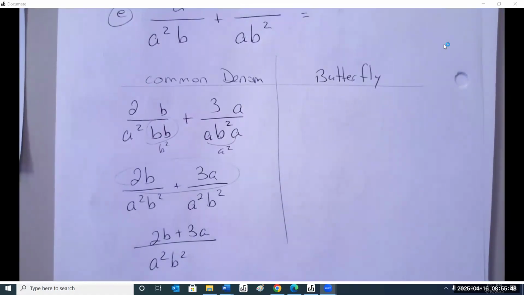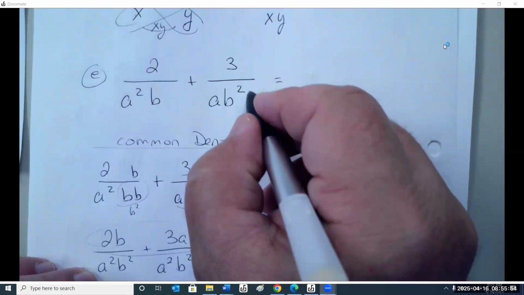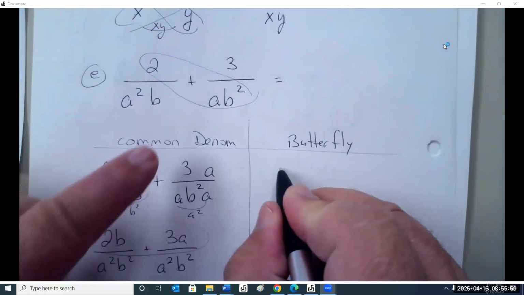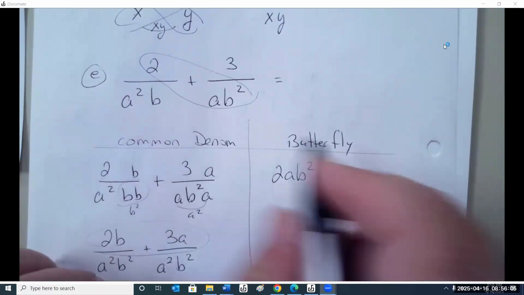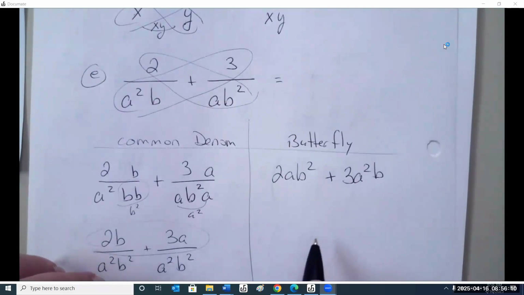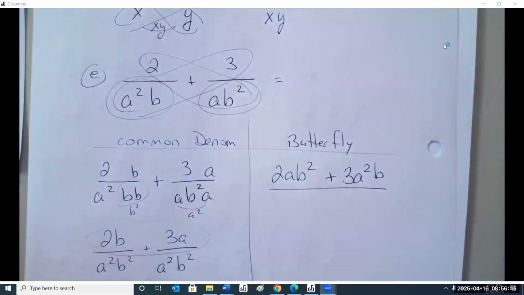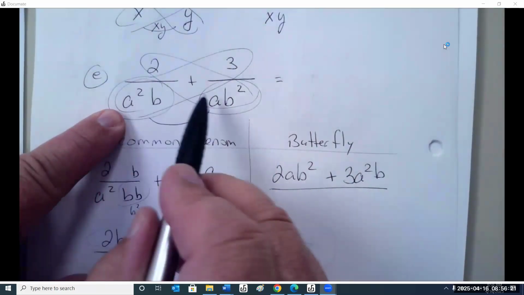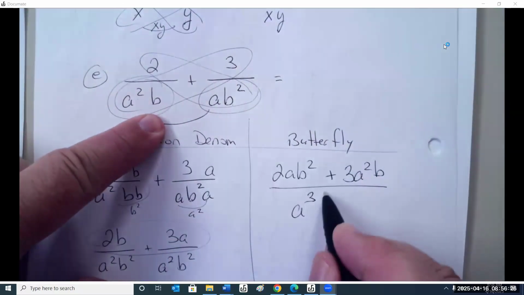But now the butterfly. Let's look at this one. We have that times that, which gives us 2ab squared plus 3a squared b over this times this. What is this times this? We have two a's here, and we have another one, so that makes it a cubed, and then b cubed.